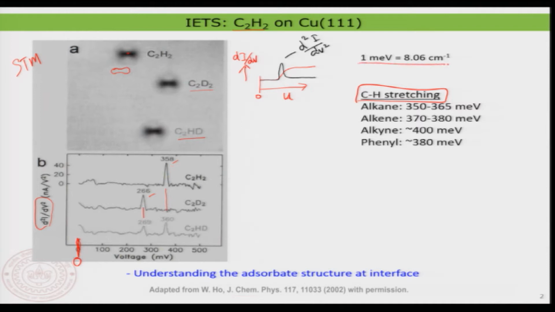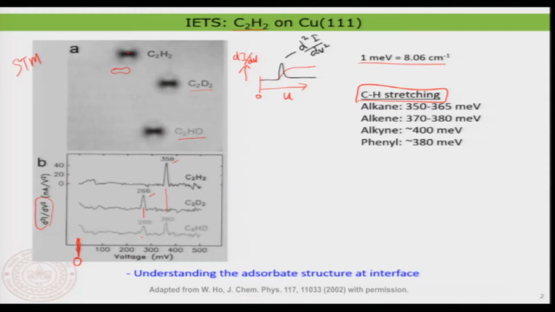You can also convert the milli electron volt to centimeter inverse, because for vibrational spectroscopy centimeter inverse is more common. You see, 1 milli electron volt corresponds to 8.06, so that you can also notice. It is something around 358 milli electron volt for one molecule. And for another molecule, you can see clearly that there is only one single peak, but that peak is shifted to a much lower value of energy, to about 266 milli electron volt. And for another species, you see that there are 2 peaks at 360 and at 369.